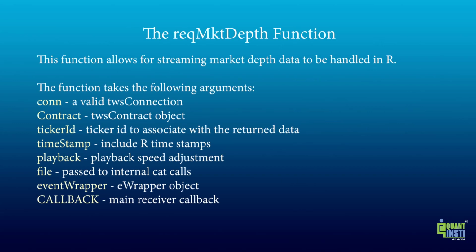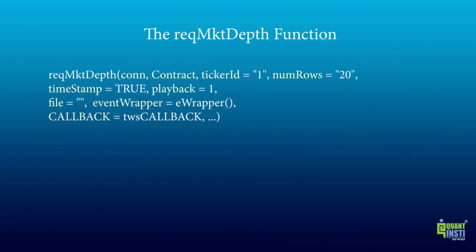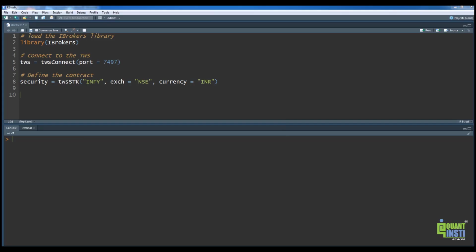This function allows for streaming market depth, i.e. order book data, to be handled in R. The function takes arguments like the connection, contract, ticker ID, timestamp, playback, file, event wrapper, callback, etc. Let us now see how the streaming market depth function works.